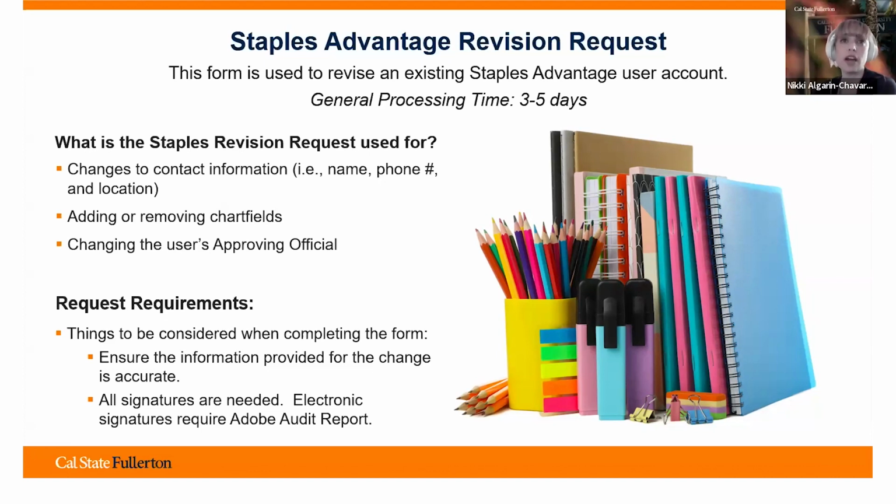To change your contact information, such as your name, your phone number, or location, adding or removing chart fields, changing your approving official. And then the request requirements, things to be considered when completing the form: ensure the information provided is accurate. And then again, all signatures are required. Electronic signatures do require the Adobe audit report.